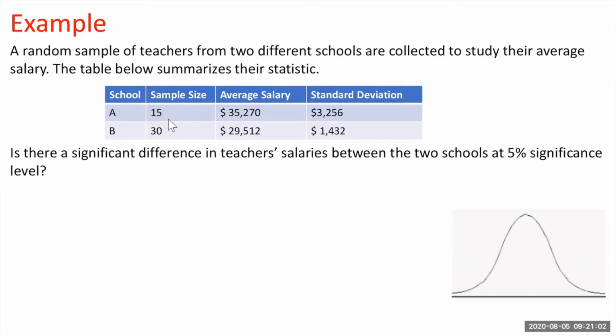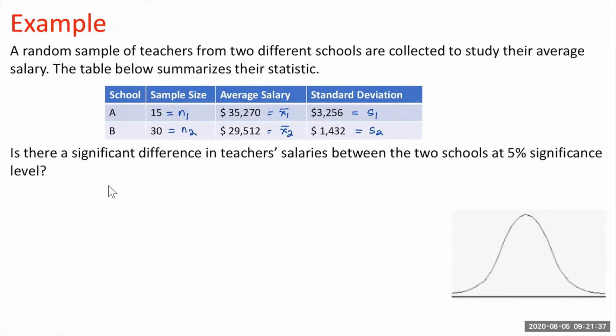So if you want to label that in the note catcher, we can do this. This is n1. The sample size for the second school is n2. Average salary x1 bar and x2 bar. Similarly, the sample standard deviations s1 and s2, because these are the standard deviations for school A and school B, so they are for the samples. So that information is given to you. Now the question: is there a significant difference in teacher salary between the two schools at the 5% significance level?